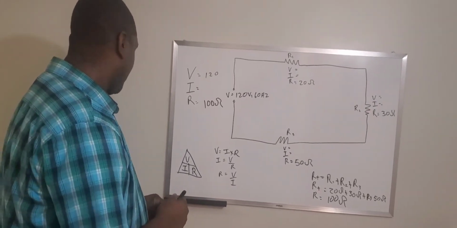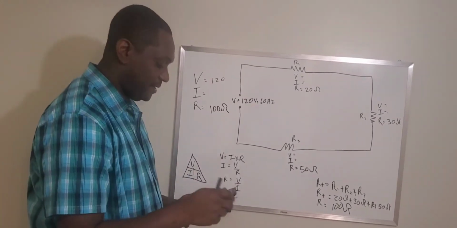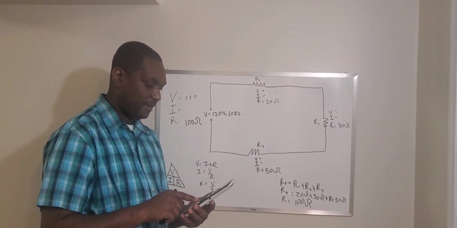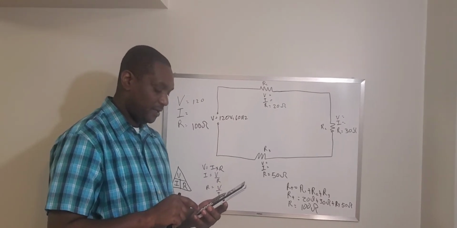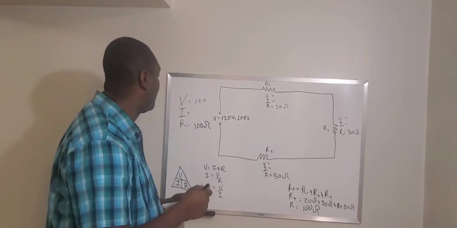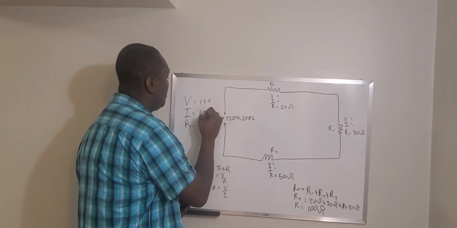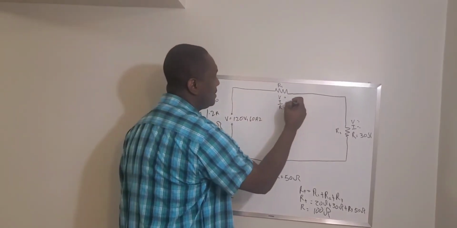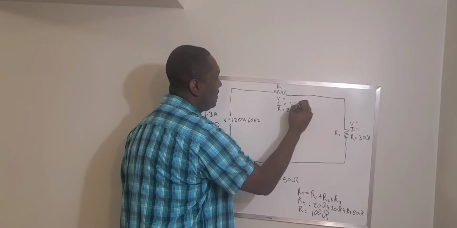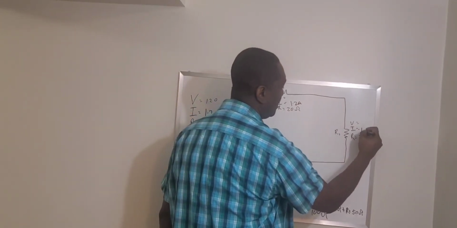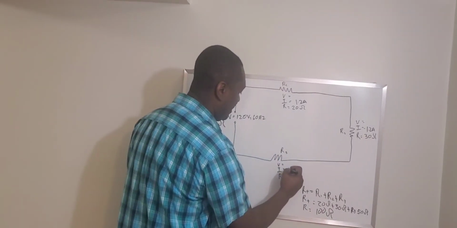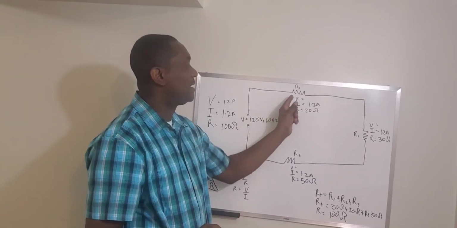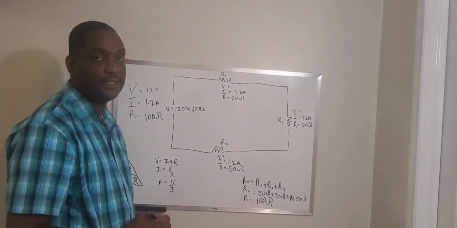I'm going to use my calculator here, and I'm going to divide. 120 divided by 100 equals 1.2 amps. So my current will be 1.2 amps going through all my resistances. So here I'm going to say 1.2 amps, here 1.2 amps, and here 1.2 amps, because as I said, my current is constant through all my resistances in a series circuit.